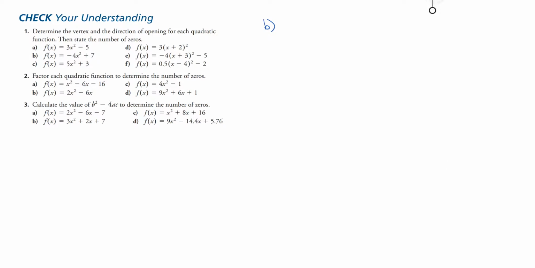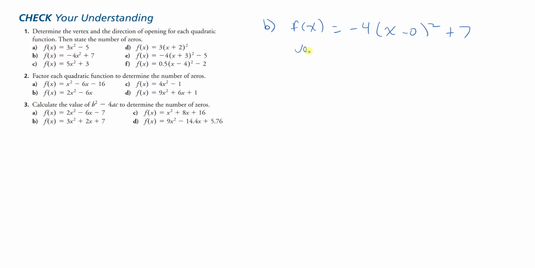So in part B we have f of x is equal to negative 4x squared plus 7. So this is in vertex form, it just looks a little bit different. Notice that if I were to rewrite it, usually we have something right here for the x-coordinate of the vertex. It's missing in this case, which means we've only added 0 or subtracted 0, whichever way you want to think about it. So that's really the x-coordinate of the vertex.